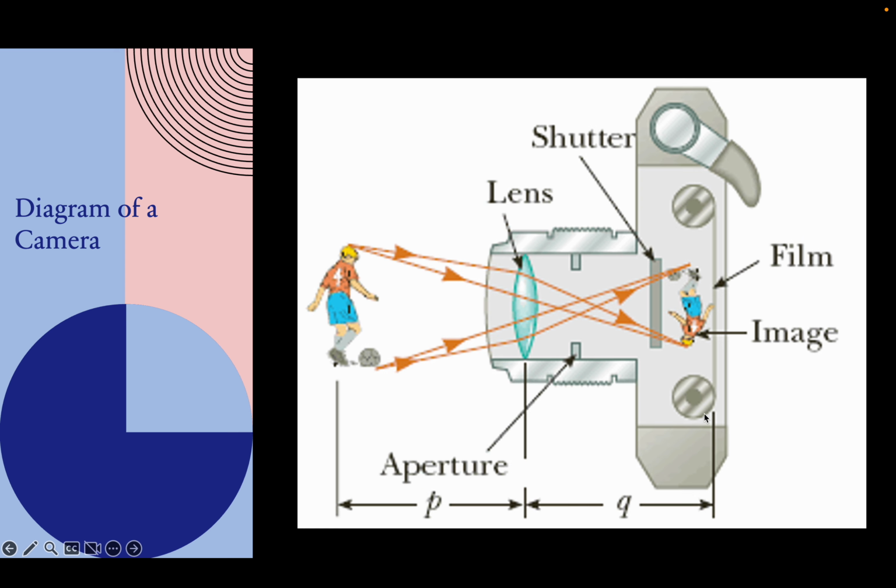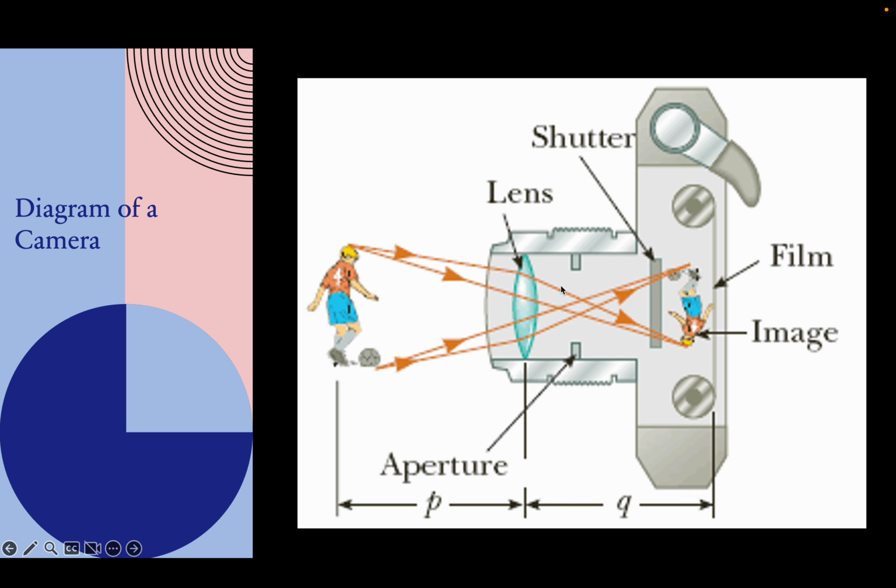This is an example of a film camera. It's a little bit easier to understand it with film than it is with digital, but digital does the same thing, except instead of hitting a piece of film, it hits a sensor. And sometimes those sensors are really big, sometimes they're really small. It just depends on the camera.